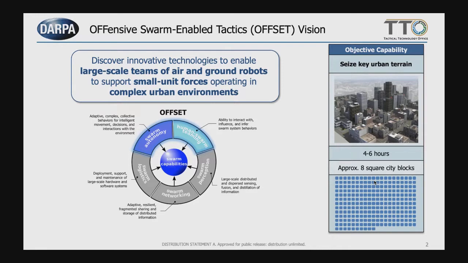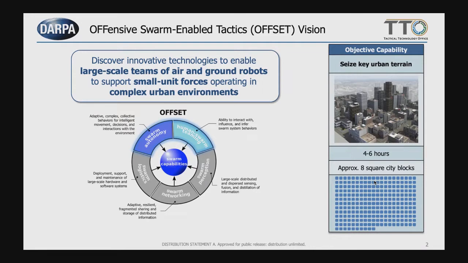In particular, the large-scale teams of air and ground robots, we're talking about hundreds of drones and rovers, anywhere from 200 to 250 robots in these types of environments. We're talking nominally 8 square city blocks, so about a square mile, conducting operations over, let's say, half a day.